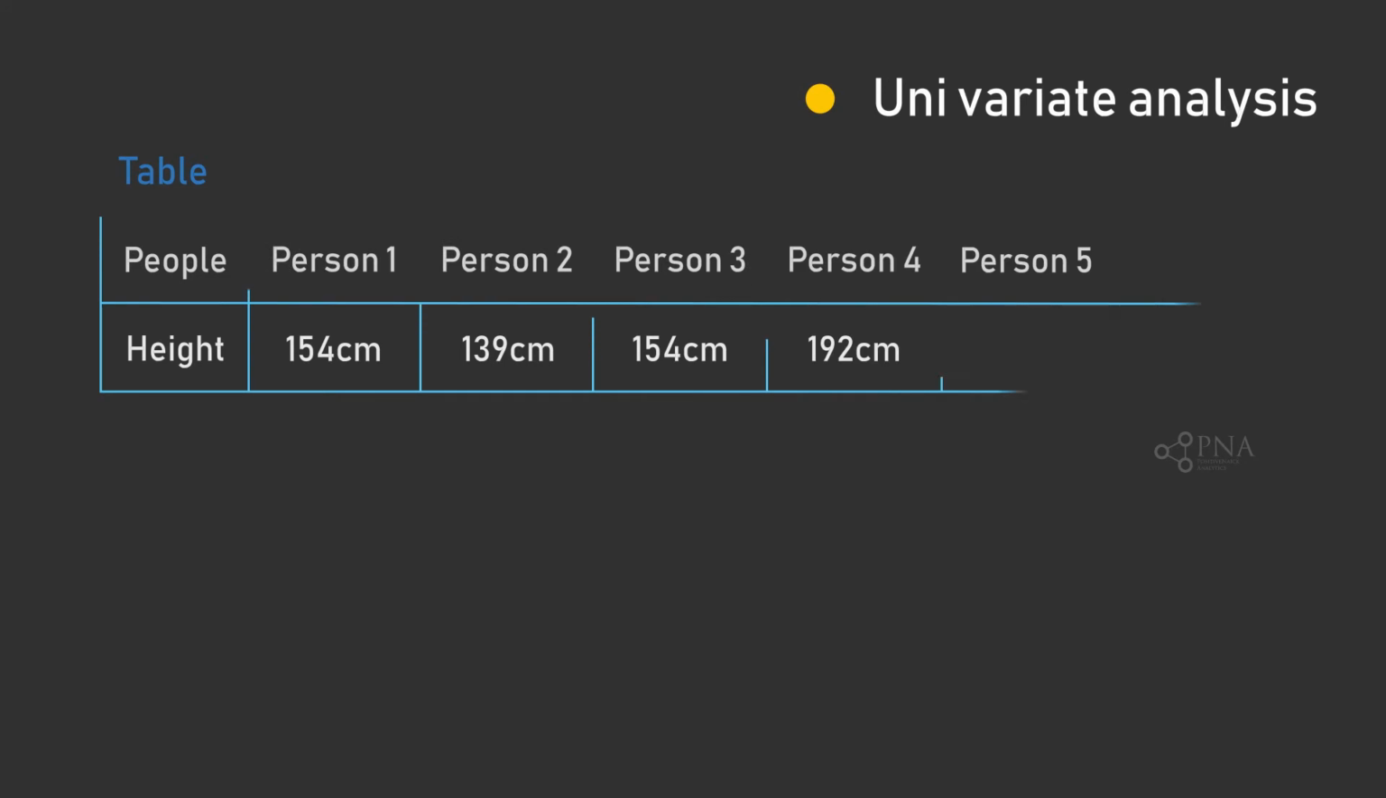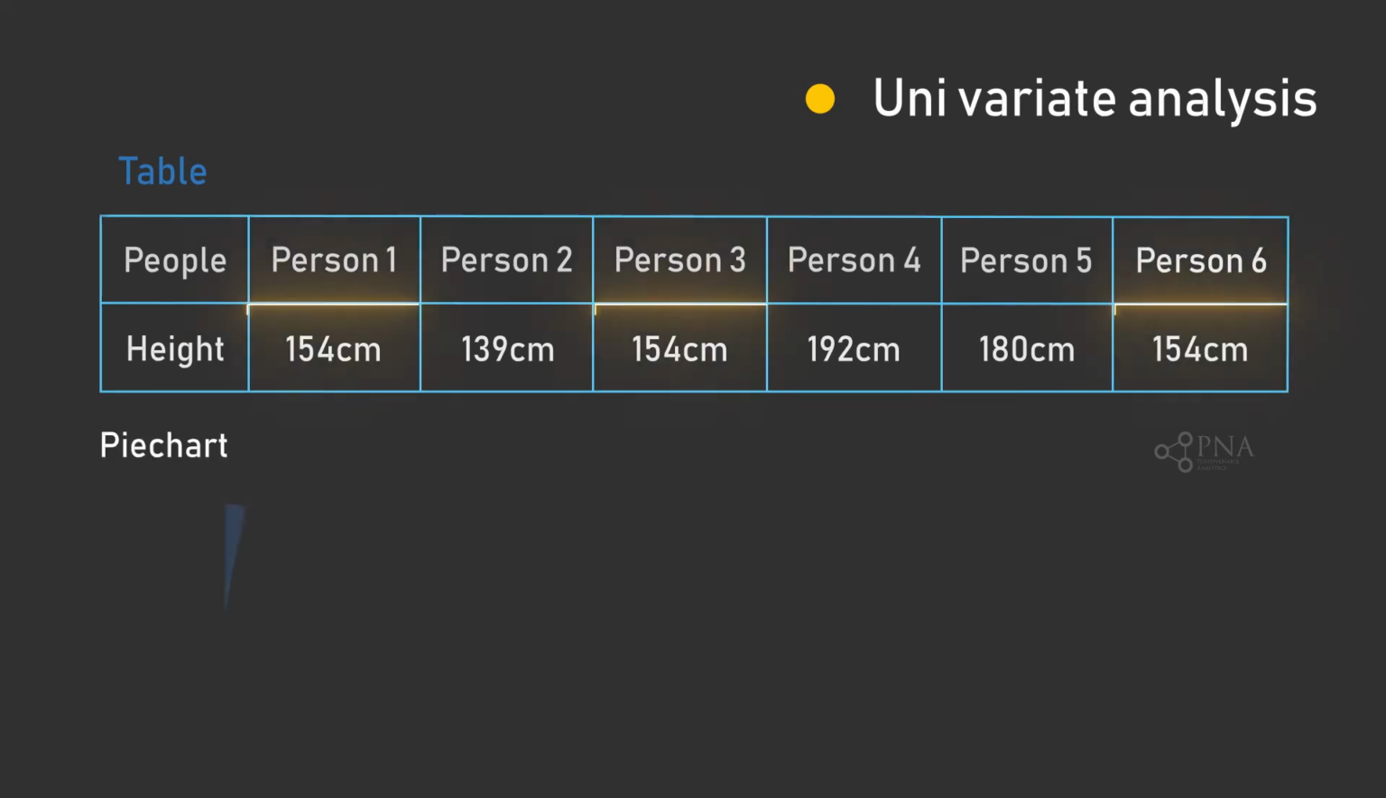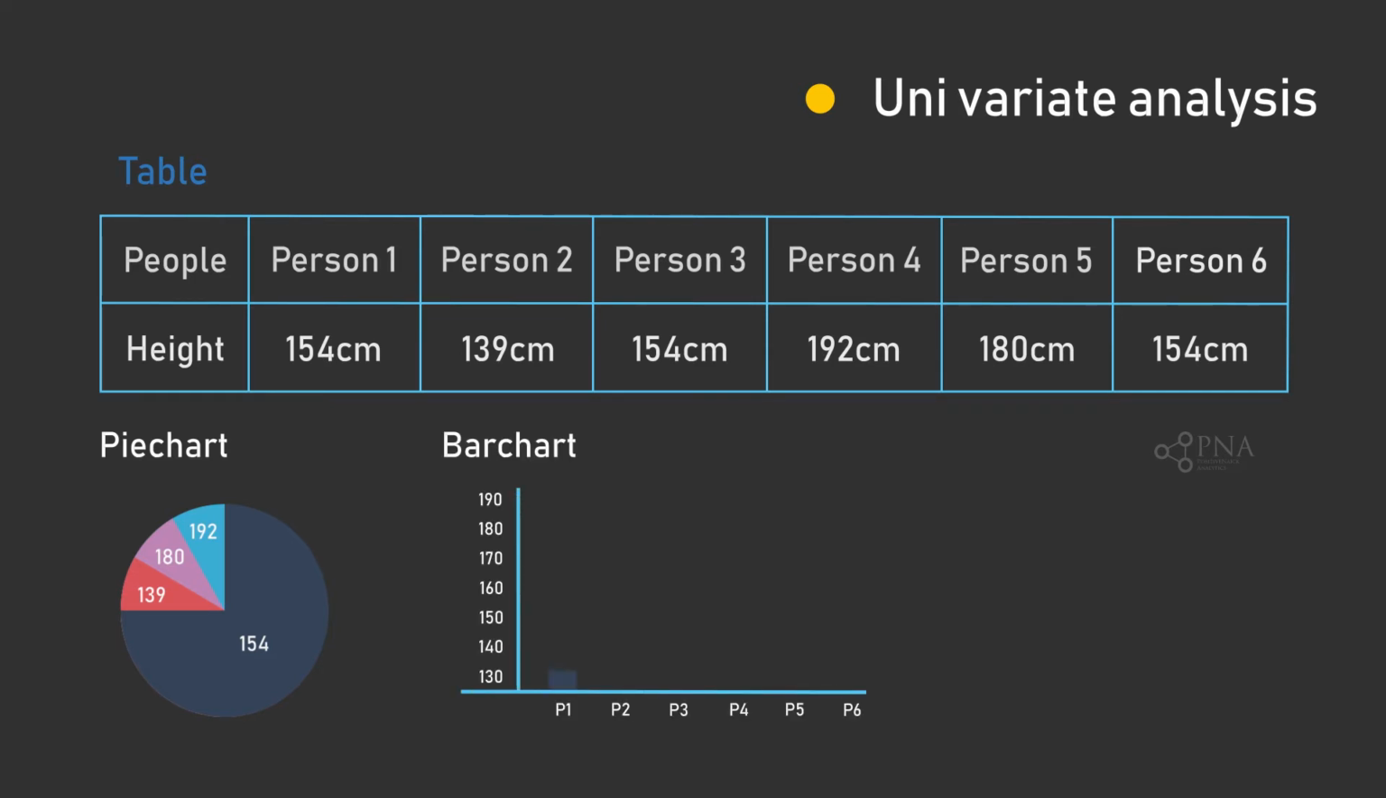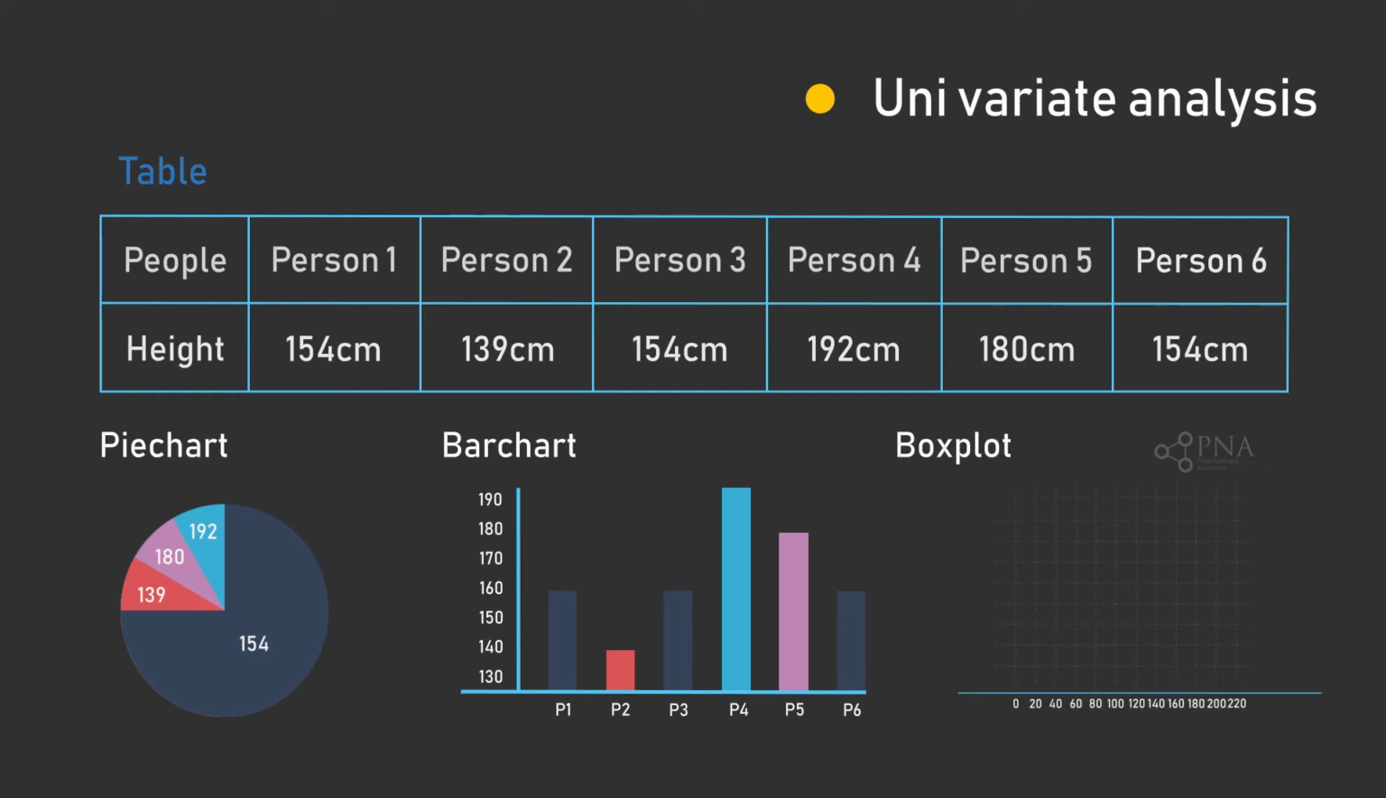In univariate analysis, we take a single variable and identify any patterns that may be present in that particular collection of data. We create graphs and charts from it to identify these patterns.